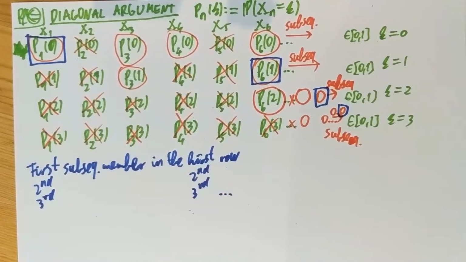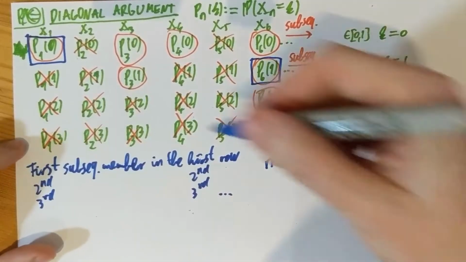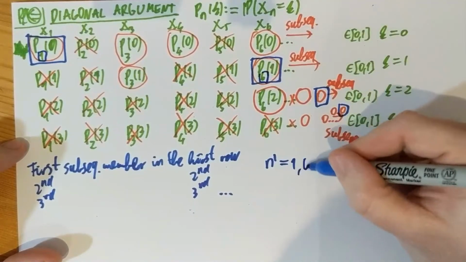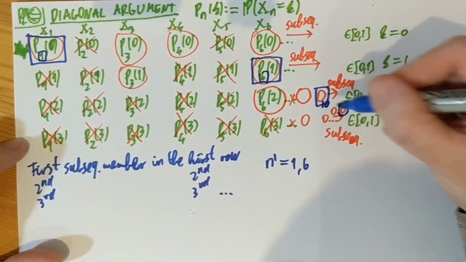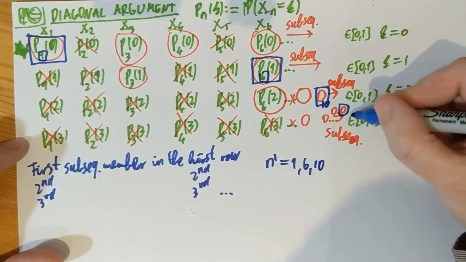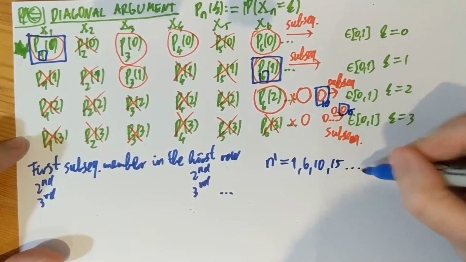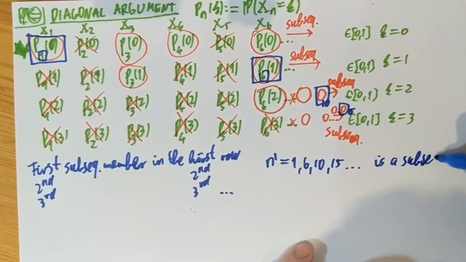So my subsequence, which I'm going to call n prime, is going to be 1 for this one, 6 for that one, whatever number I see here, maybe 10, and then here maybe 15, and so on and so on. That is a subsequence. Okay? Now, here's the point.